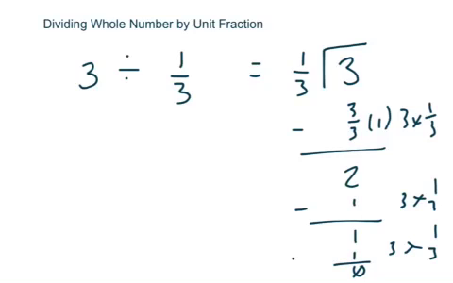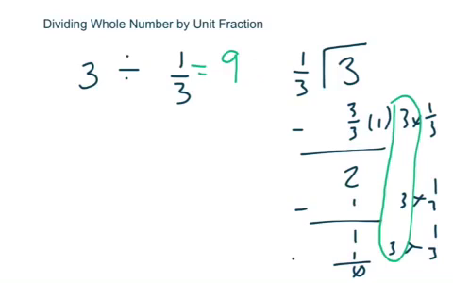And we can see here, how many groups of 1/3 did we subtract out? We subtracted out 3, 6, 9. So 3 divided by 1/3 is 9. And that's our answer. A lot of kids like to do it that way because they like to make that connection to whole numbers.